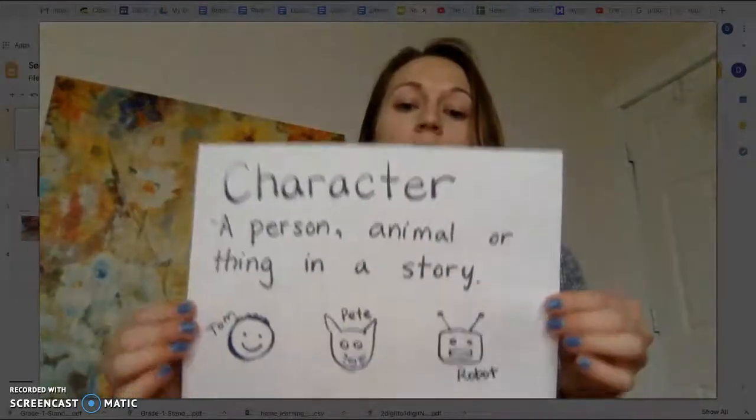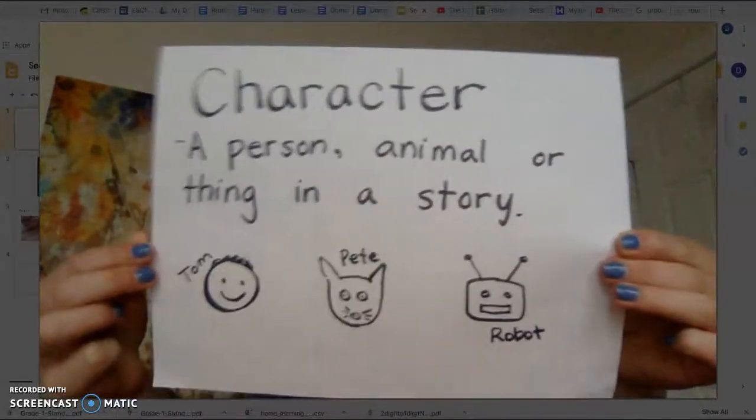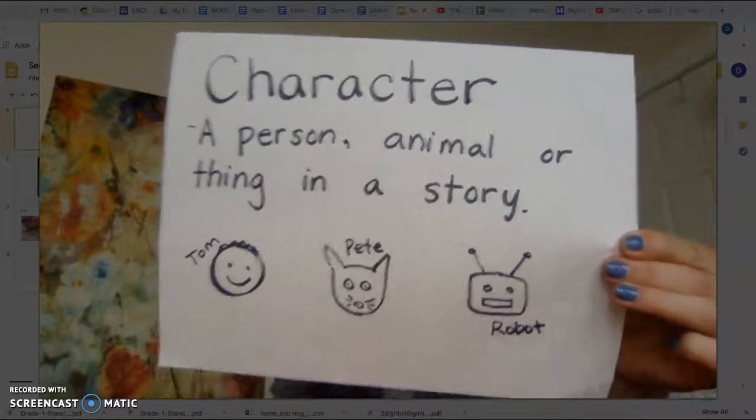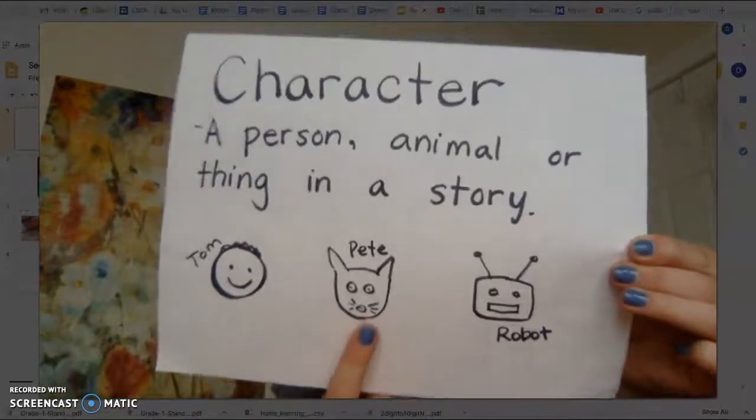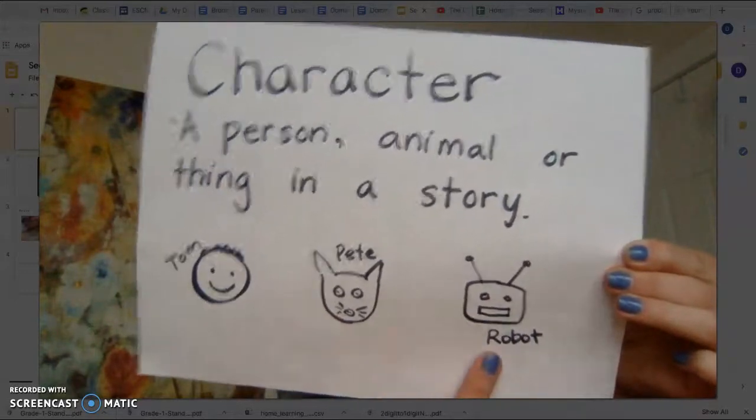All right, if you said a character was a person, animal, or thing in a story, you are correct. So it could be a person like a boy named Tom, it could be an animal like Pete the cat, or it could be a thing like a robot.